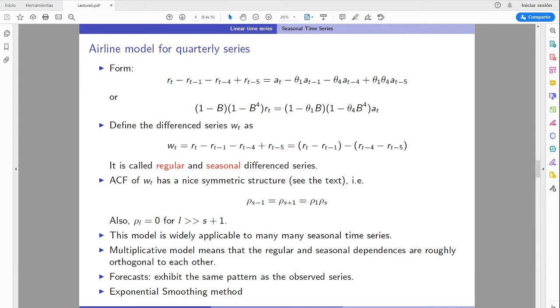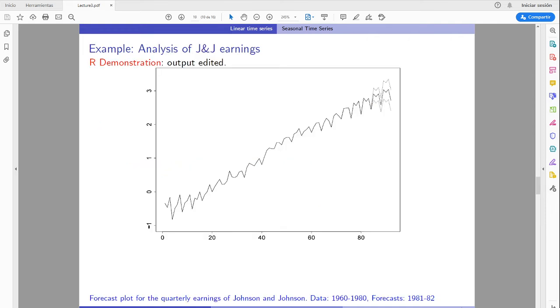Of course, since these look a lot like an ARMA model, exponential smoothing looks on point. So this is the forecast plot for the quarterly earnings of Johnson & Johnson. Here I'm trying to forecast 1981 and 1982. Which looks pretty reasonable, right?